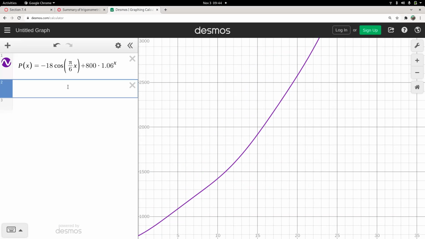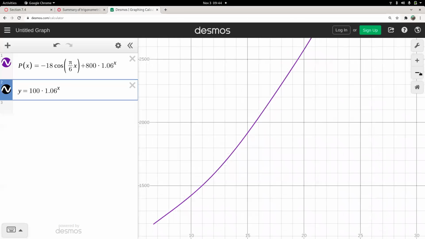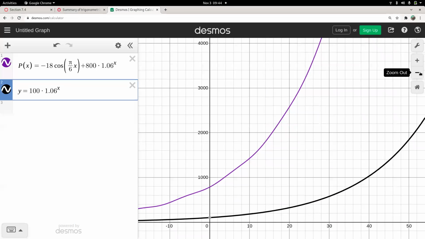Let's graph just the exponential part. So we'll just call that y equals 800 times 1.06 raised to the power x. Okay, why am I not seeing that? Zoom out. Wrong way. Oh, I did 100. That's the problem. 800.